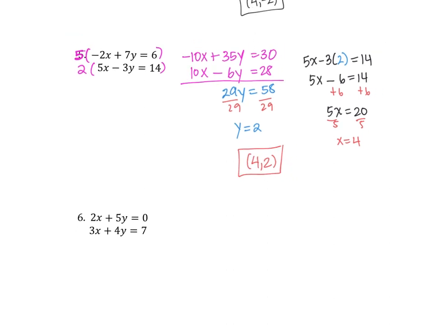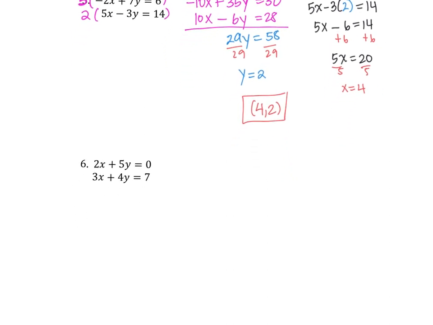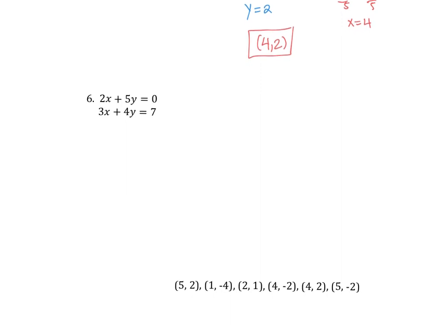Last one's number 6. Let me look at this. Lined up x's, lined up y's equals numbers. That's great, but nothing cancels. If there's an easy way I could multiply 2 by something to get 3, that would be great. 4 times something to get 5, there's nothing.